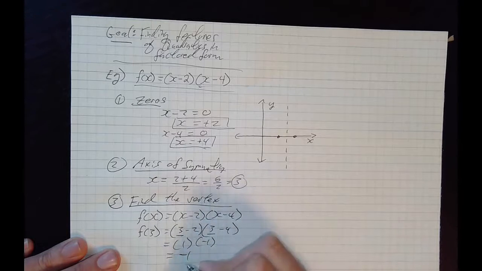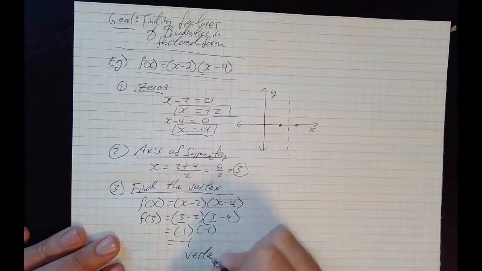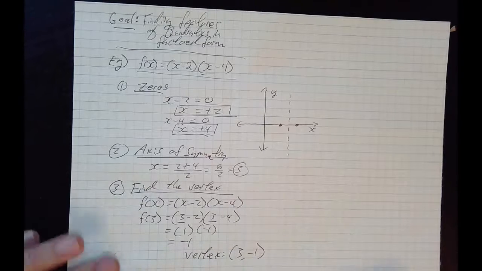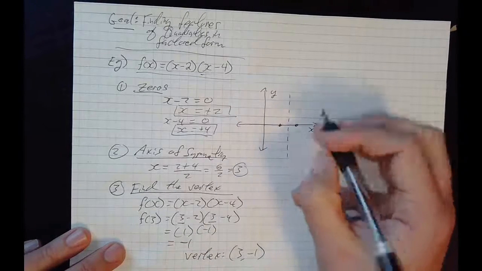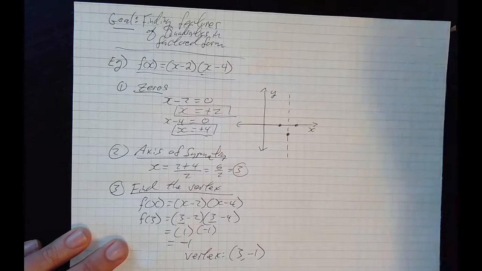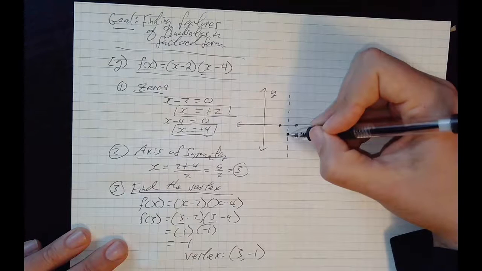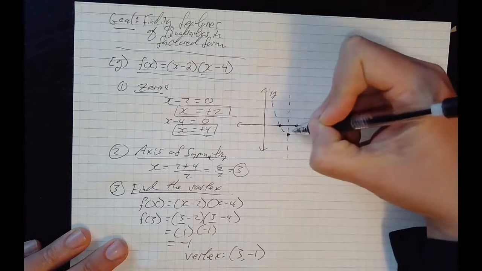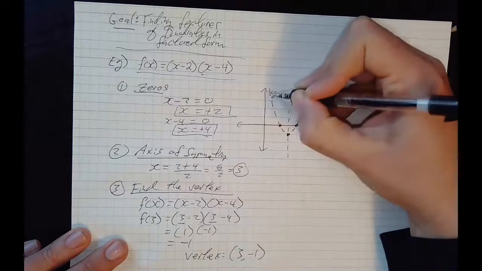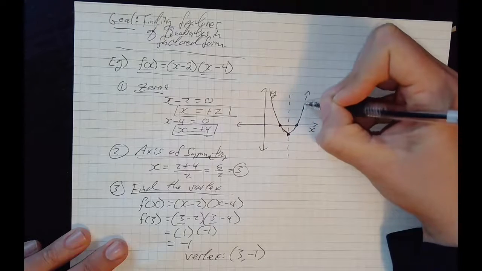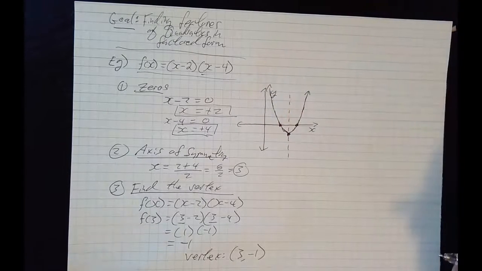So my vertex is going to be 3 comma negative 1. Okay, so I've got my vertex there. So I go over to 3 comma negative 1, and there is my vertex. Okay, and so at this point I've got enough information to sketch a graph of this function. I know my zeros, I know my vertex here, and so I'm just going to sketch a rough graph here showing those key features. Okay, so that's the sketch of my function.